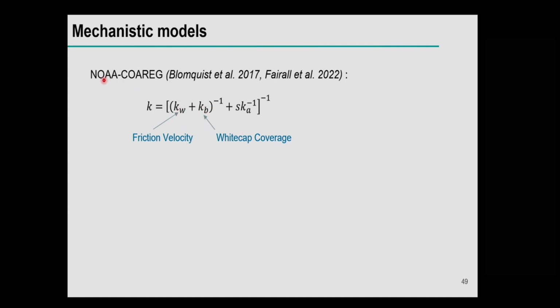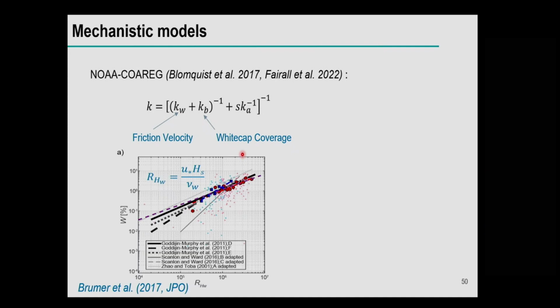So this is also what's done in the extension of the core algorithm for gas transfer, where this bubble part is just a function of the whitecap coverage. So the whitecap coverage, the data from high winds also showed that it could be nicely parameterized by this Reynolds number that I talked to you about before.